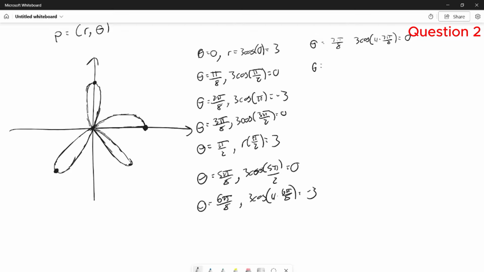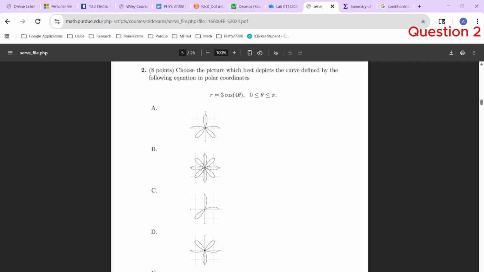And for our final one, pi, we get 3 cosine of 4 pi is equal to 3. And so our function starts, well, hang on, let me just draw this out. So our function starts here and it ends right there. So if you look back at our answer choices, this does actually match 1 and it matches A. So our answer choice for number 2 is A.